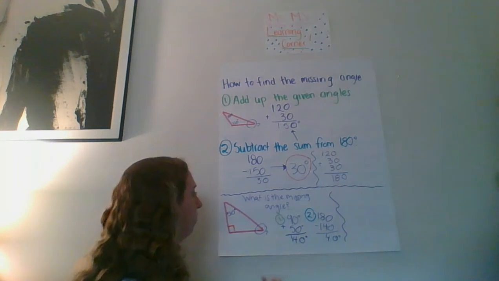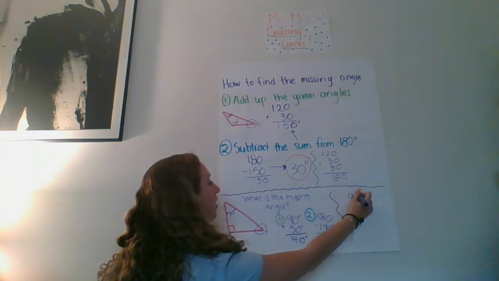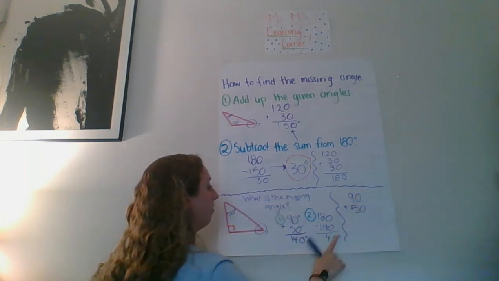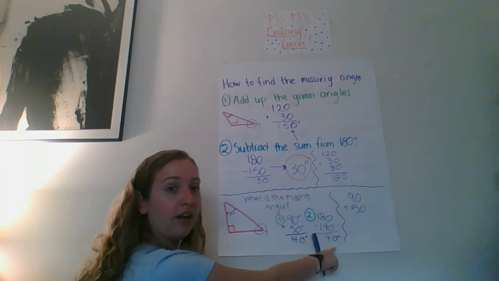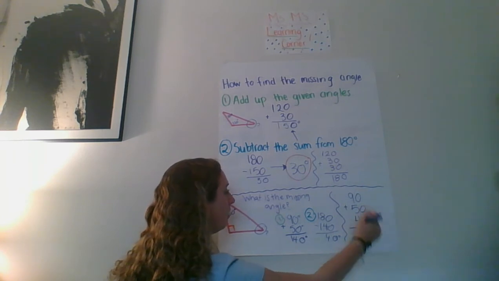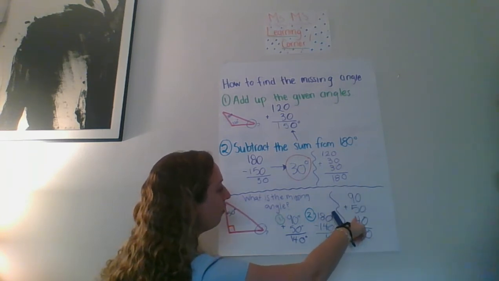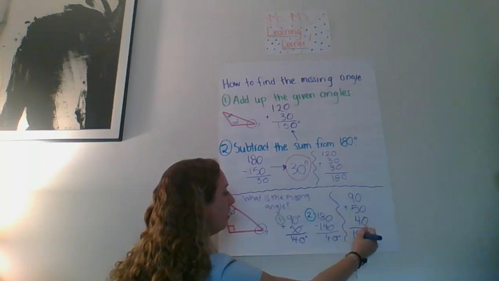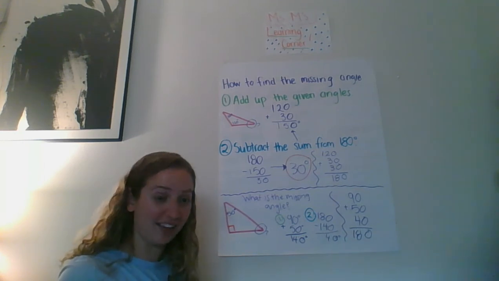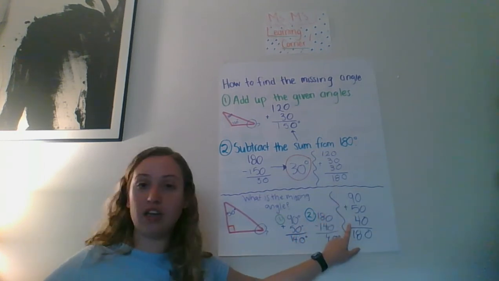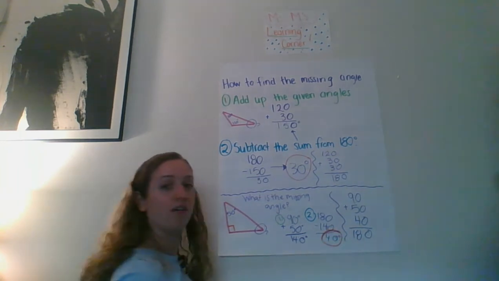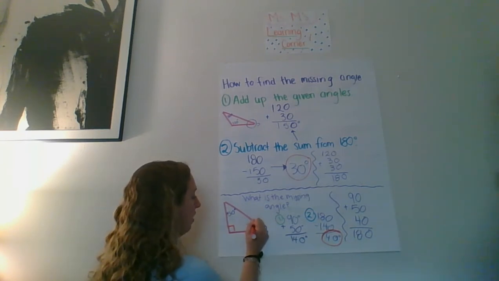So I'm going to do my 90 degrees plus my 50 degrees plus the 40 degrees that I think is that missing angle. Let's add them up. 4 plus 5 is 9. 9 plus 9 is 18. Oh! So did I get the magic number? Yeah. All of the angles that I found equal 180 degrees, which means my missing angle is definitely 40 degrees. So I can even write that in here. 40 degrees.